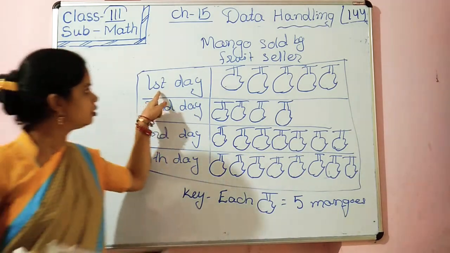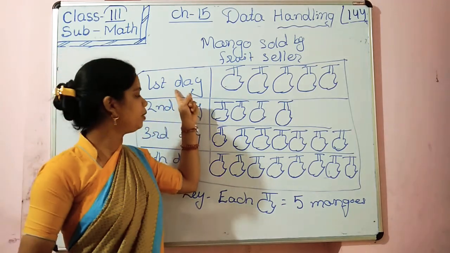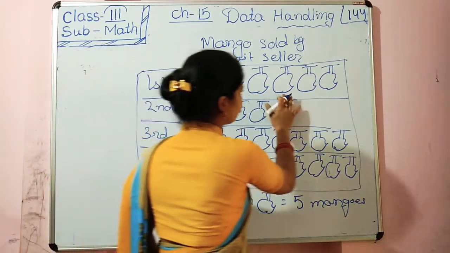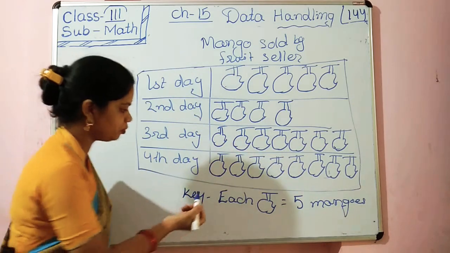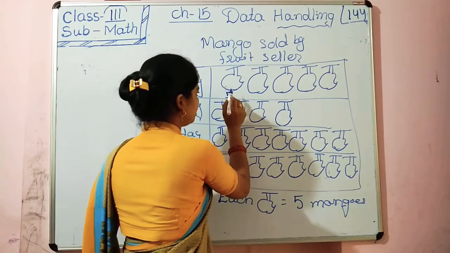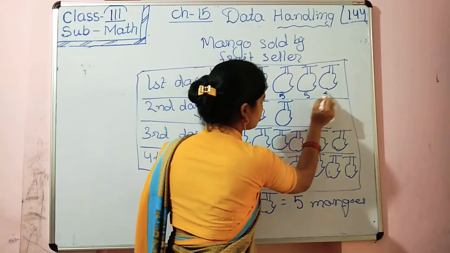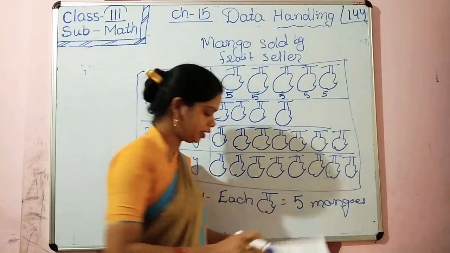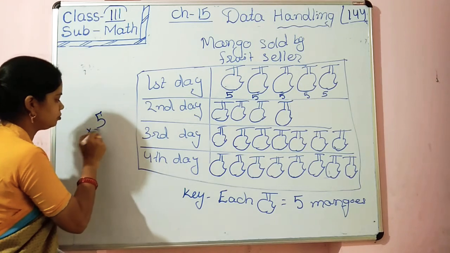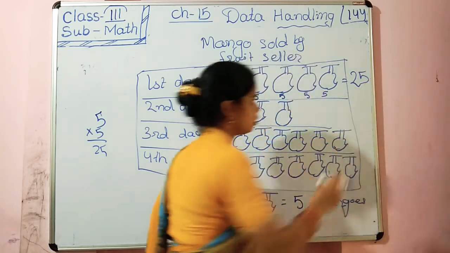देखो here our question, how many mangoes are sold on the first day? Here on the first day 1 2 3 4 5 mangoes. 5 mangoes मतलब one mango represents 5 mangoes. Here 5 plus 5 plus 5 plus 5 plus 5, 5 multiplied by 5 is equal to 25. The first day the fruit seller sells 25 mangoes.